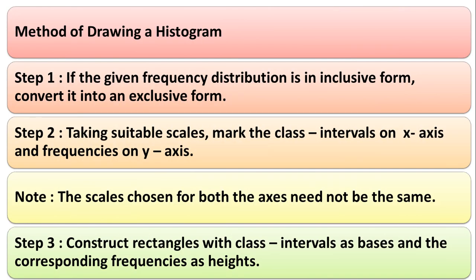Let us recall once the methods to be followed while drawing a histogram. In the first step, if the given frequency distribution is in inclusive form, it has to be converted into an exclusive form. And in the second step, by taking suitable scales, mark the class intervals on x-axis and frequencies on y-axis. Make a note of it, children. The scales chosen for both the axes need not be the same. And in the third step, construct rectangles with class intervals as bases and the corresponding frequencies as heights.